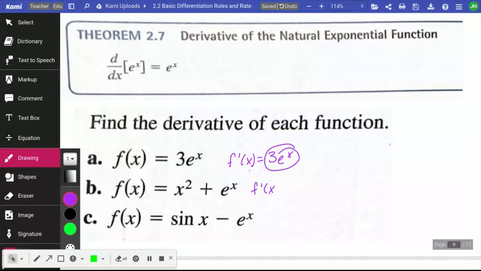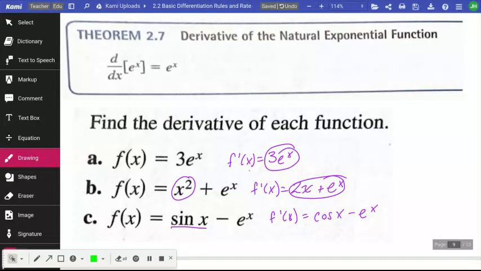All right, f prime of x is equal to, so the derivative of x squared is bringing the exponent down, subtract 1 from the exponent. I'm not going to write a 1 as the exponent. You can. It's not wrong if you do. And the derivative of e to the x is just e to the x. And from the last theorem, we learned the derivative of sine to be cosine. So derivative of sine x is just cosine x, minus the derivative of e to the x is just e to the x. Okay.